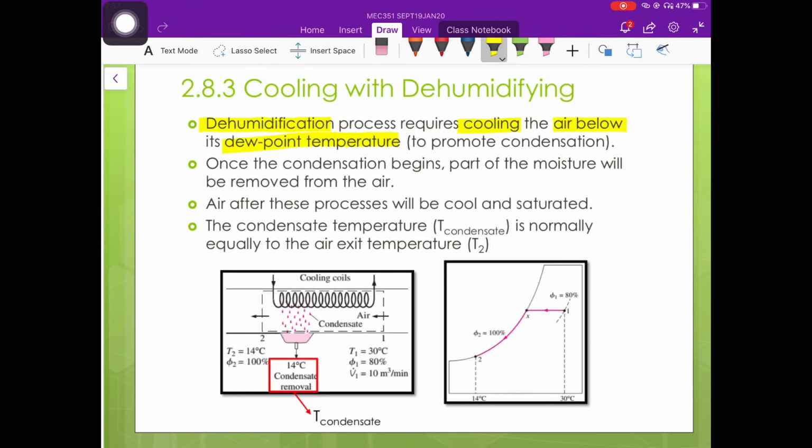The dehumidification process requires cooling the air below its dew point temperature, where we want to promote condensation. Once the condensation begins, part of the moisture will be removed from the air. After these processes, the air will be cool and saturated. Note that the condensate temperature is normally equal to the air exit temperature.